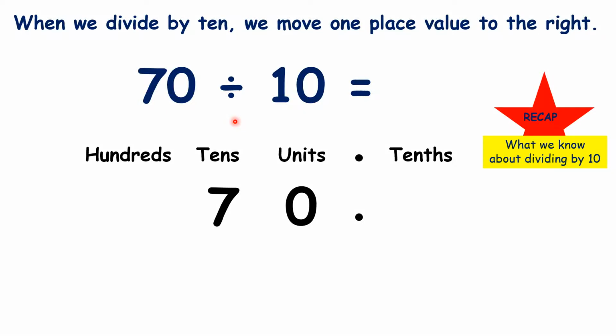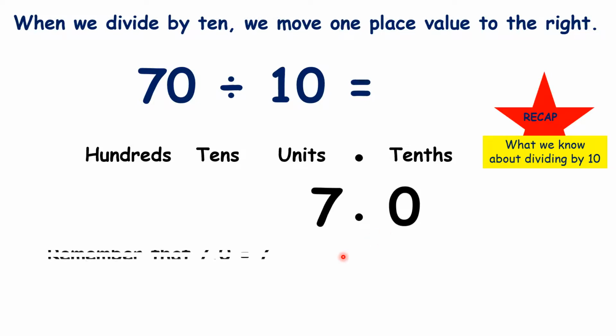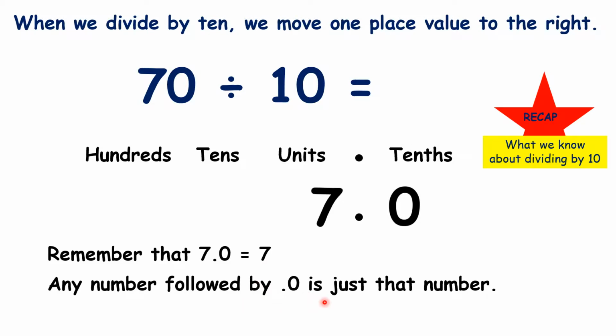Let's start by recapping what we know about dividing by 10. We know that the digits move one place to the right, so 70 divided by 10 is 7.0, but we don't need to write the 0 tenths because we have a whole number. 7.0 tells us that we have 7 units and no tenths, but just writing 7 tells us this as well. Any number followed by .0 is just that number.